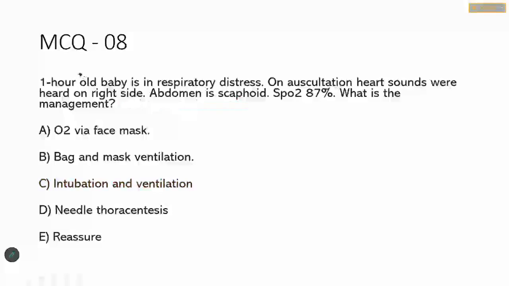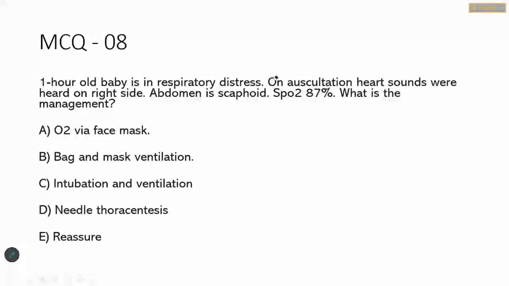I think that's the last one. A 1 hour old baby has respiratory distress. On auscultation, heart sounds were heard on the right side. Abdomen is scaphoid. Saturation is 87. What is the management? So again, they are meaning a condition of diaphragmatic hernia.